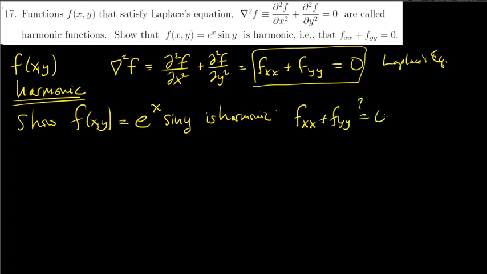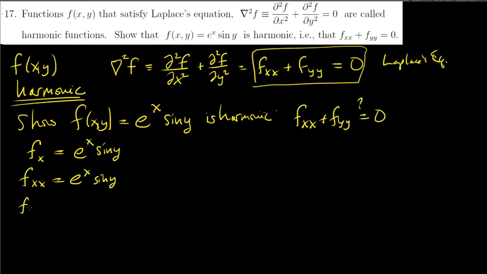Right? Does it equal 0? If it doesn't, then it's a bad question because then it would not be harmonic. So it better equal 0 if this is a good question, right? So we'll start with the first derivative with respect to x. It's just e to the x sine y. And so the second derivative will be e to the x sine y.